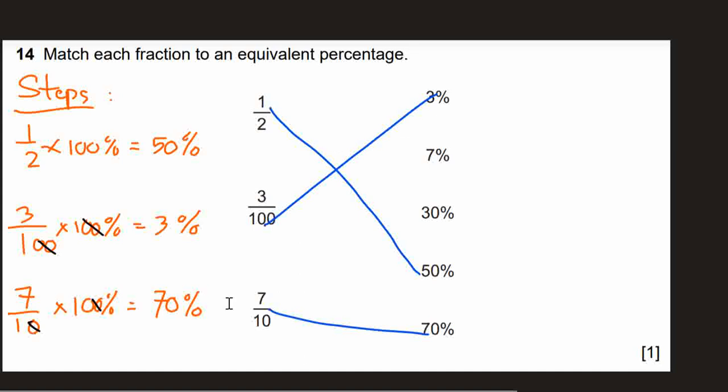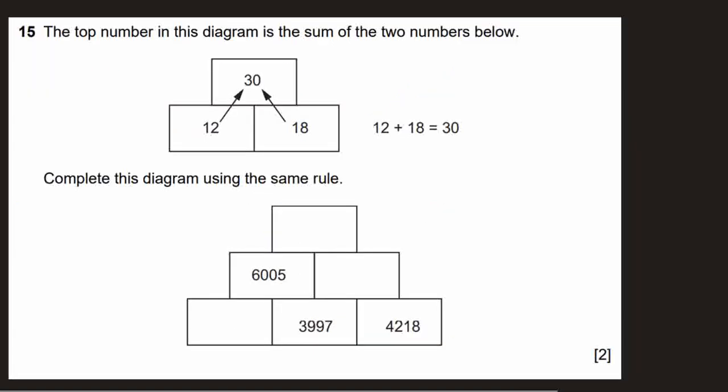Here's the answer. Question 15. The top number in this diagram is the sum of the two numbers below. Complete this diagram using the same rule. One minute from now.